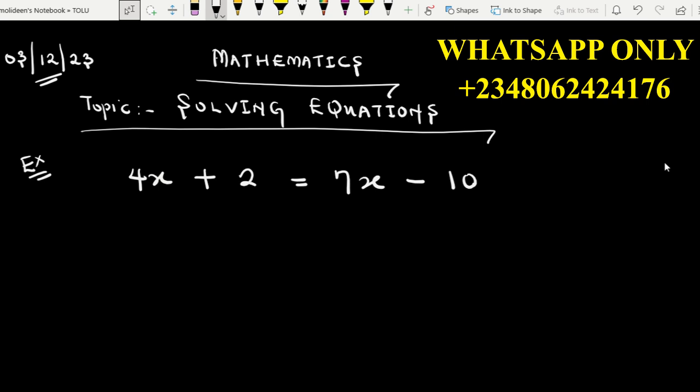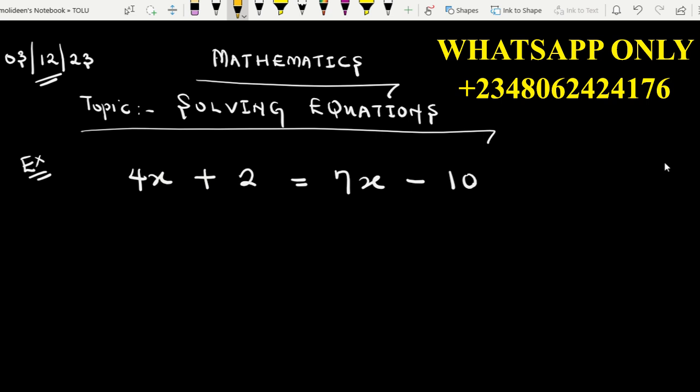Why do we call this a linear equation? It's because the highest power is 1. Now, how do we solve this kind of problem? Looking at this equation, we have unknowns on the left and right hand sides. So what we're going to do is use the balance method.